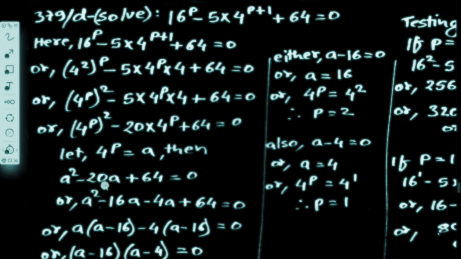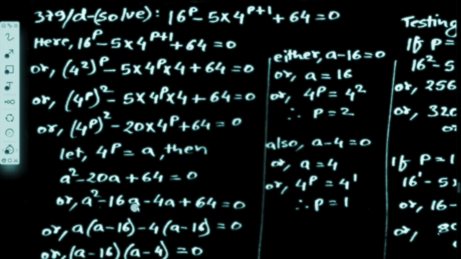Then 4 power p whole square means a square, minus 20 a, plus 64 equals 0. This comes as our simple expression. Now this expression should be factorized to get our required value. For factorization, this 20a should be broken into two parts.